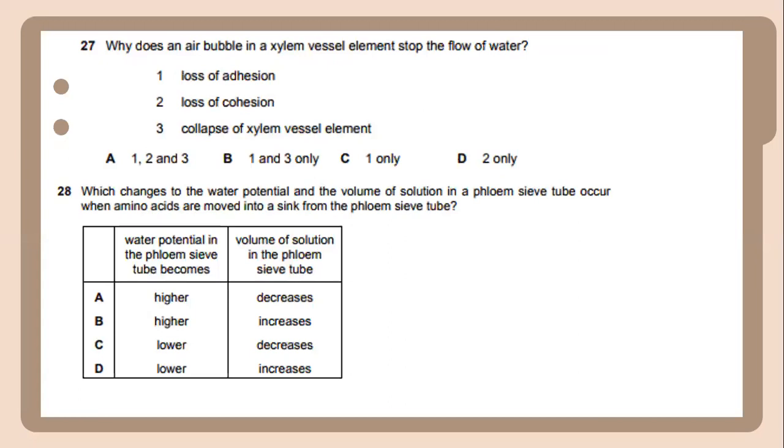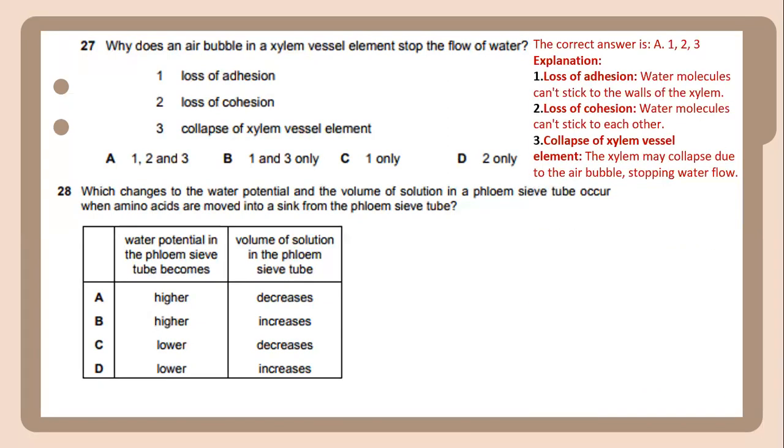27, why does an air bubble in the xylem vessel element stop the flow of water? The answer for this will be 1, 2, and 3. 1, loss of adhesion: water molecules can't stick to the wall of the xylem. 2, loss of cohesion: water molecules can't stick to each other. And 3, collapse of xylem vessel elements: the xylem may collapse due to the air bubble, stopping water flow.